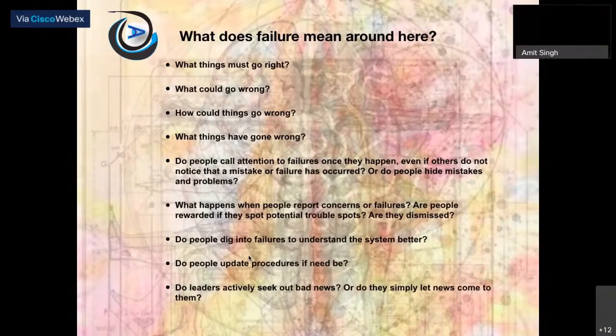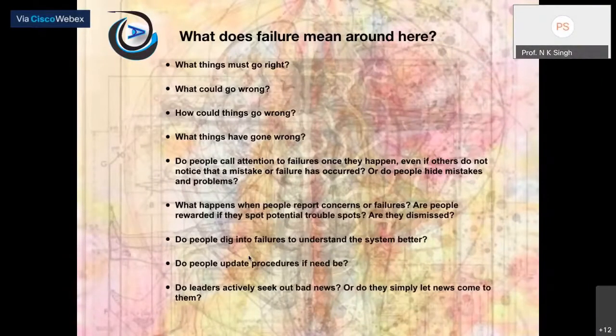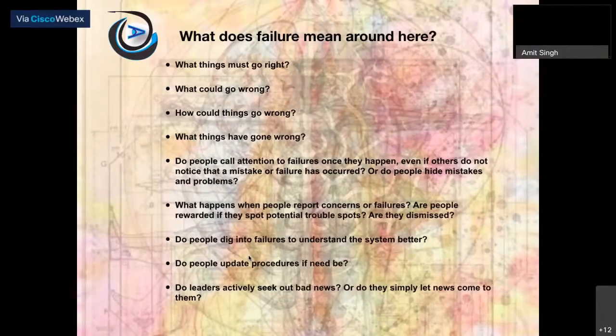Do leaders actively seek out bad news? Or they want to avoid bad news? So these are the issues about failures. So there is no point hiding failures. If you want to correct failures, you should make use of audits and reporting systems. So that culture has to be generated, the generative safety culture wherein everybody feels responsible. So do people feel free to talk to their superiors?